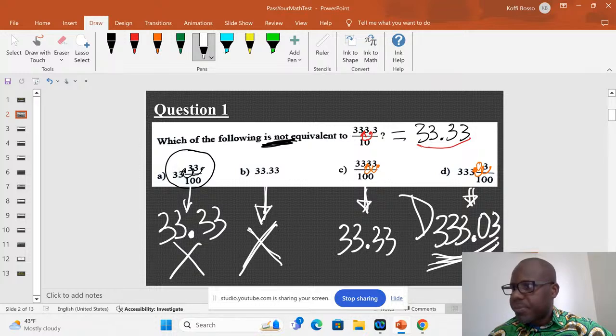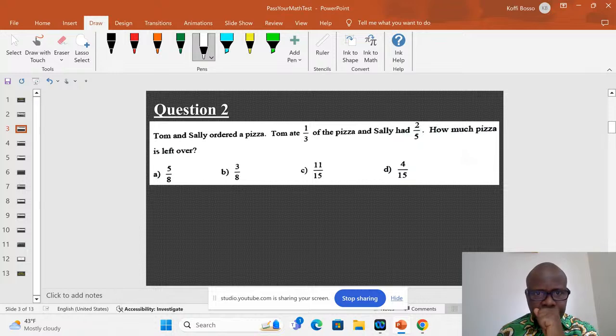Okay, the next question, question number 2. They say Tom and Sally ordered a pizza. Tom ate 1/3 of the pizza and Sally had 2/5. How much pizza is left over? This is another trick question. Okay, so how much pizza is left over?